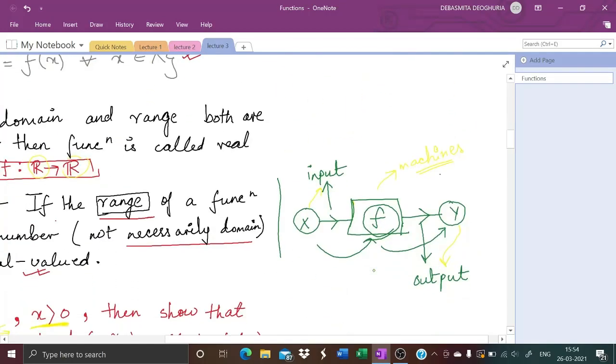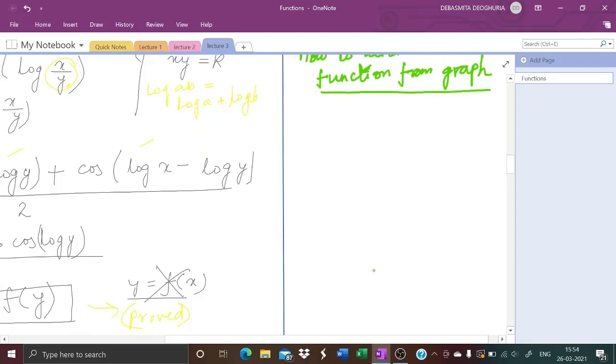So you should get this intuition. Suppose I have a graph like this. Suppose I have the graph of x square plus y square equals to r square, which is the graph of a circle. This is r. This is not a function. Why is this not a function?